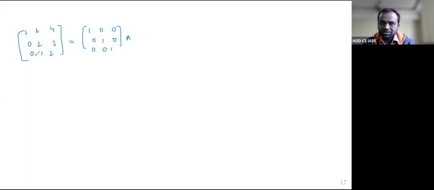For the respective column, the elements below this element are converted into zeros. There are already zeros there, so no need to bother about that. So next, the second element, the second row is 2 3 and 1 2.